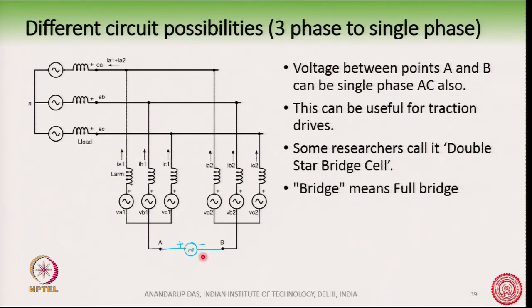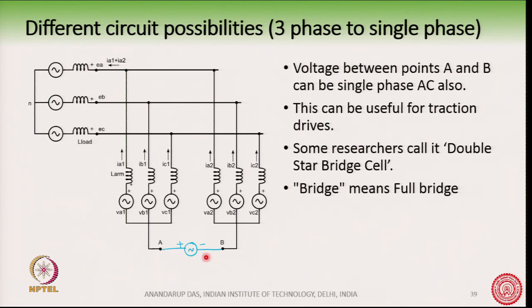Note that this single phase AC can be at a different frequency compared to the 3 phase AC frequency. So, this side can be 60 hertz, this side can be 50 hertz. But here what we are seeing is a direct conversion of a single phase AC to a 3 phase AC with bidirectional power flow. Power can flow seamlessly from this side to this side or this side to this side, because it is an inherent feature of the converter. So, what we are understanding is that the voltage between A and B is not necessarily a DC, it is not necessary to have this DC. The voltage between point A and B can be a single phase AC also.